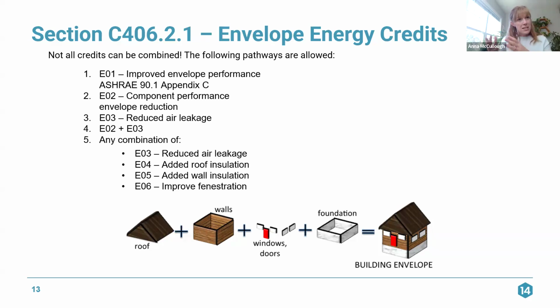So you can kind of play with this a little bit to figure out what gets you the most credits, right? It could be that the UA E02 doesn't get you as many credits as combining E03, E04, E05, and E06. Or maybe you just want to add roof insulation and wall insulation and you don't want to reduce your air leakage, right? You can kind of play with this to figure out what gets you the highest number of credits based on your building's needs.